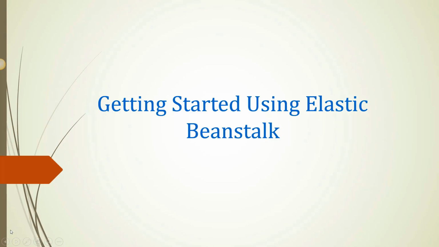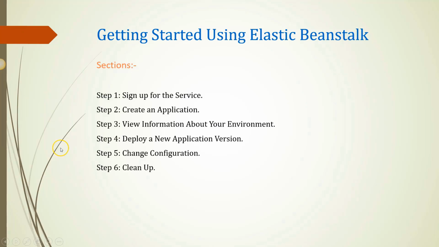Now let's talk about getting started using Elastic Beanstalk. Step number 1, sign up for the service. Step number 2, create an application. Step number 3, view information about your environment. Step number 4, deploy a new application version. Step number 5, change configuration. And step number 6, clean up. So let's see all the steps practically on AWS Management Console.